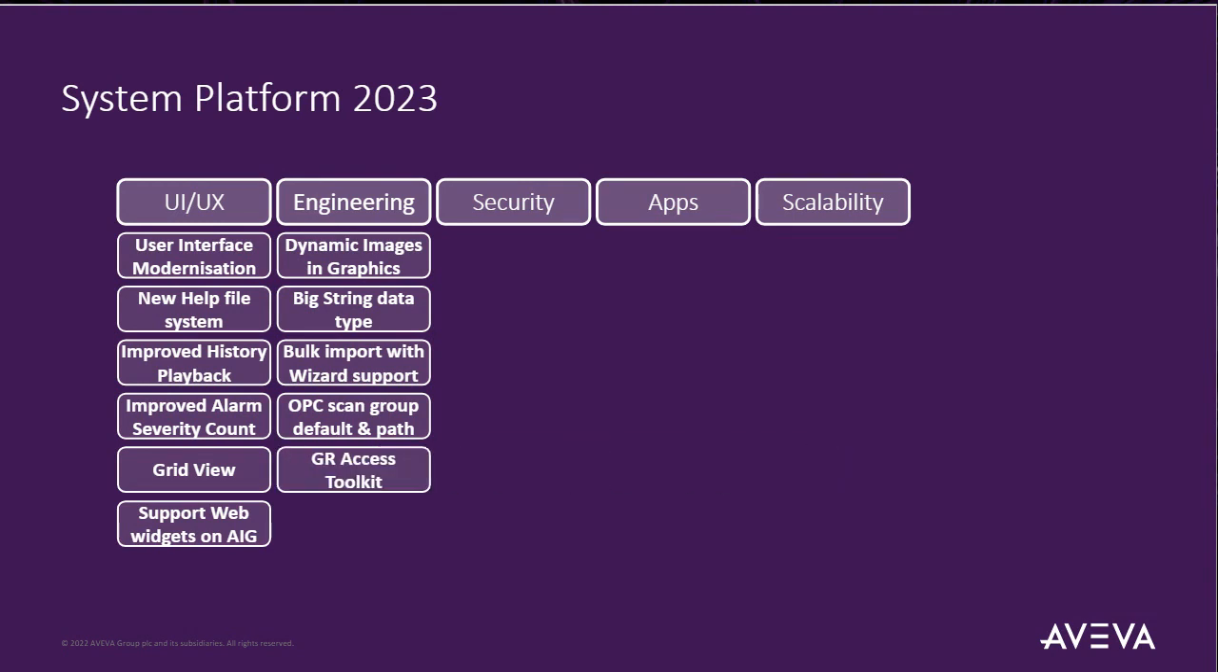Then, of course, there's a GR Access toolkit. That's probably our biggest engineering toolkit we have. That allows you to do anything that you can do in the GR. You can do that programmatically.